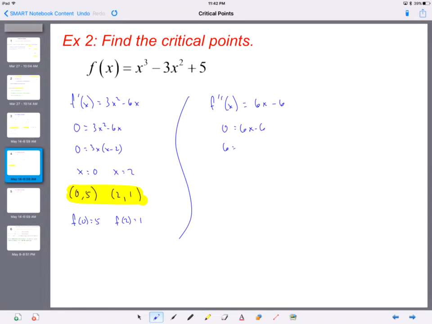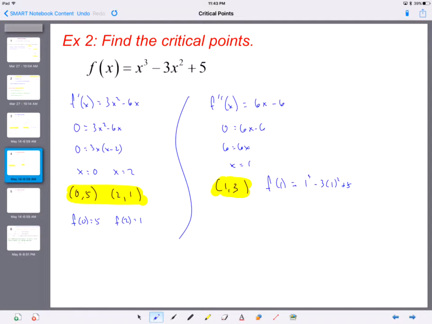And it's just linear, so you can solve that pretty quickly. And you get x equals 1. So when x is 1, what is y? Well, you have to plug 1 back into the original function. So that's 1 cubed minus 3 times 1 squared plus 5. So that's 1 minus 3, negative 2, plus 5 is 3. And so your point of inflection is at (1, 3). And that's how you find the critical points.